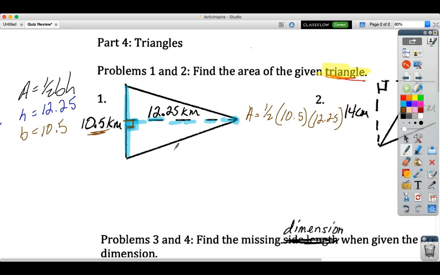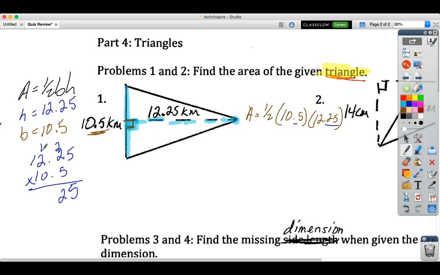Right? Some of you are having trouble with multiplying numbers like this, so let's go ahead and multiply these off to the side. So let's do 12.25 times 10.5. Right? So 5 times 5 gives me 25. 5 times 2 gives me 10. We add that 2, so it gives me 12. So we put the 2 and carry the 1.